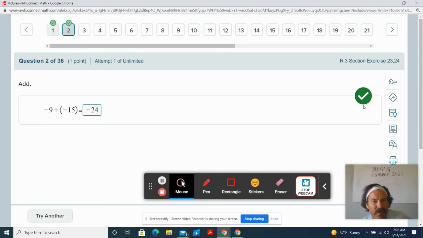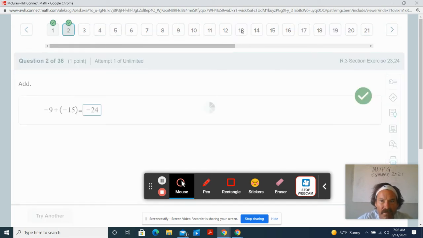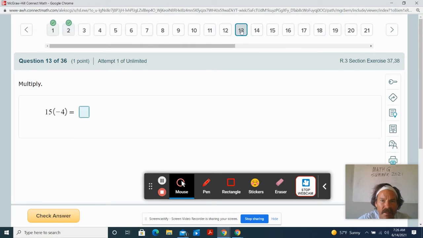Operations with integers are something that I'm going to be talking a little more about during the Zoom session this morning. Right now I'm making the mini video before the Zoom session is occurring. So let me go to problem 13. I'm not going to do all of them today. I'm just going to go over a few of them.